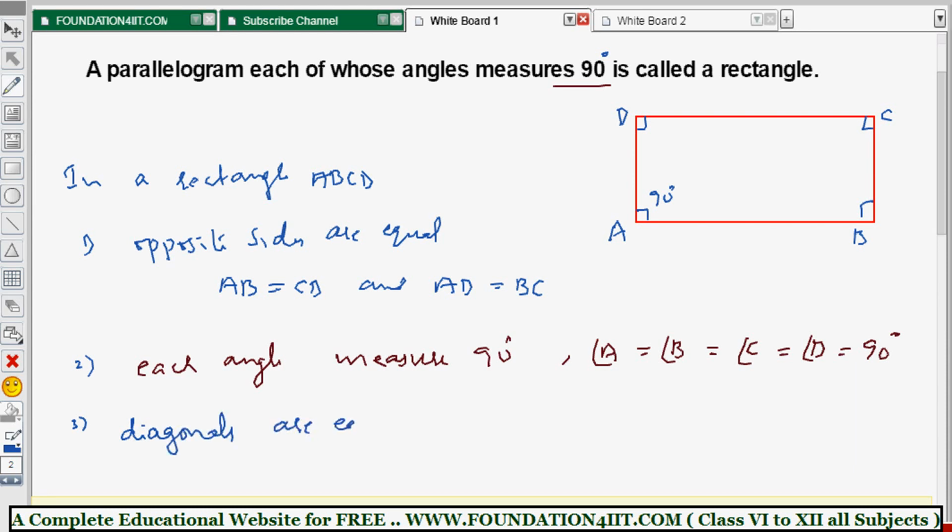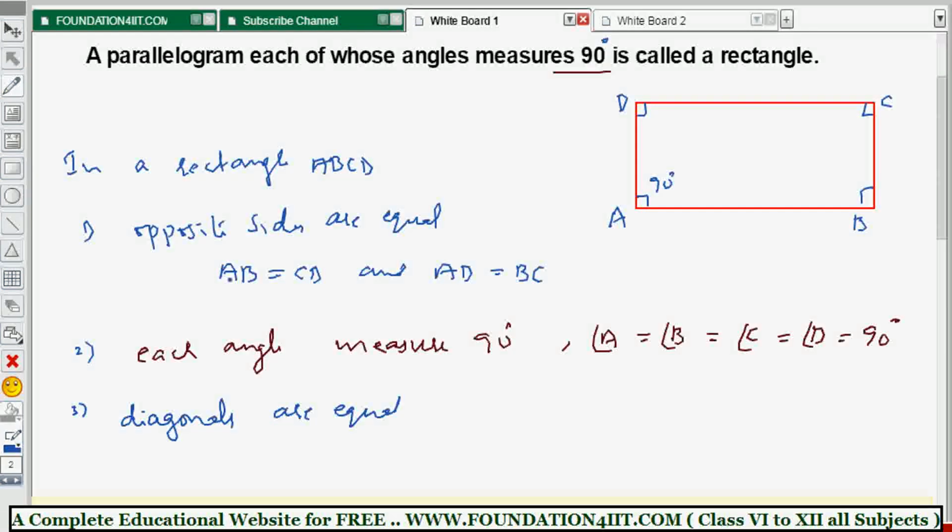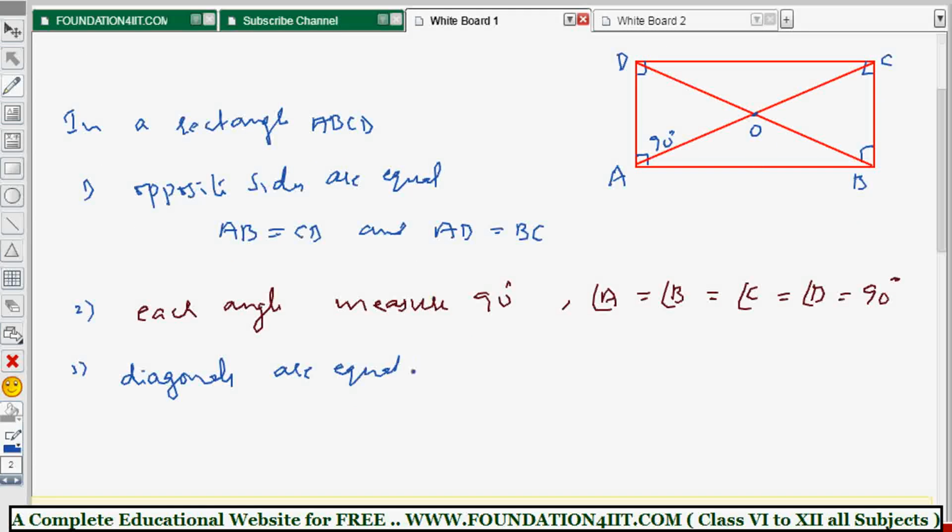Diagonals are equal. So in a parallelogram, diagonals are not equal, right? But in a rectangle, diagonals are equal. So if you see the diagonals, AC is one diagonal and DB is the other. There are two diagonals. They are intersecting at point O. So diagonals are equal, and you can write AC is equal to BD.